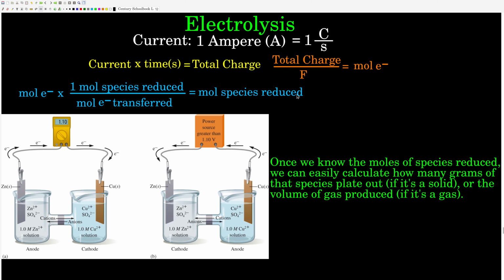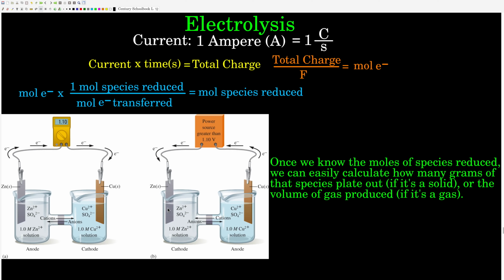If it's a solid, we know its molar mass. If we know how many moles, multiply by the molar mass, we can get how many grams would plate out. We call this plating out, because what happens is the ion that's being reduced in the electrolysis cell actually plates out. It coats the surface, which is how they chrome things. The chroming process is just an electrochemical cell where they plate out chrome ions onto the surface of whatever they're electroplating.